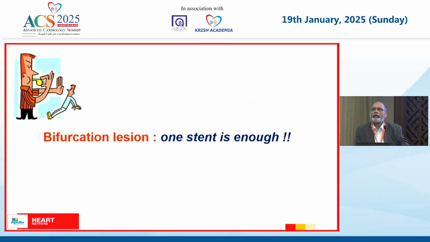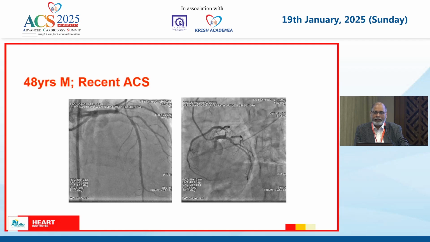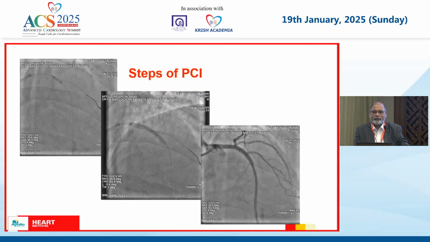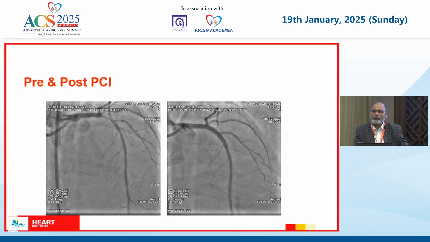Bifurcation lesion, how I decide one stent is possible. Take this case, a 48-year-old male, recent ACS. I calculated the carinal angle and the BPCT length. BPCT length is 2.7 millimeter. The carinal angle is more than 70 degrees. Single stent only. You'll never crush your side branch. Very simple, single stent, keep the procedure simple. The side branch is flowing well, you don't have to be worried. So OCT helps with specific criteria about how to treat a bifurcation.